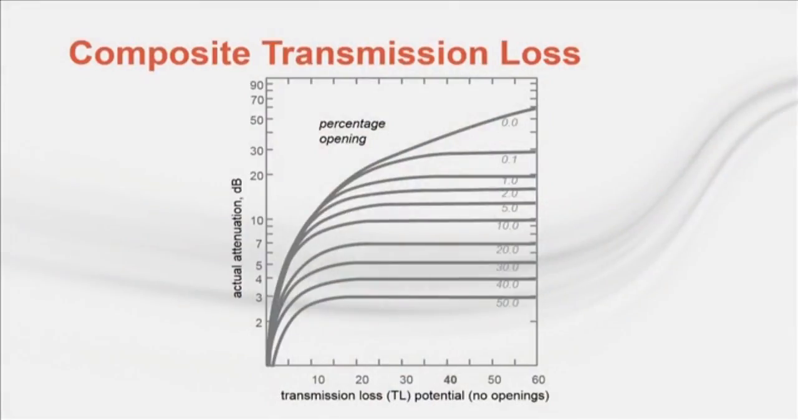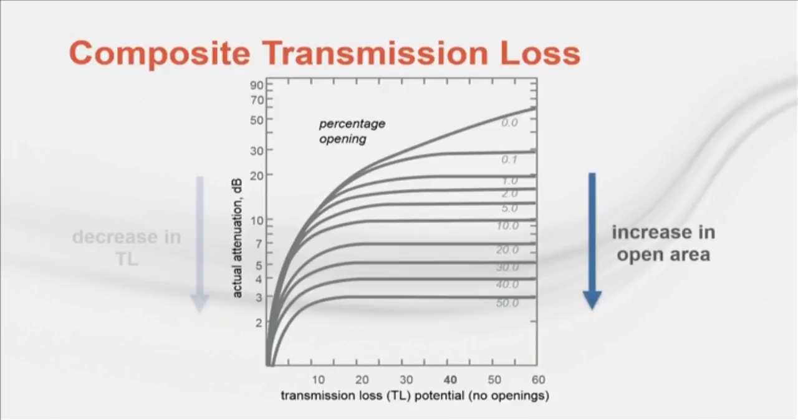Here's a graph that shows the impact of percent open area on transmission loss. The x-axis is transmission loss of the panel without any openings. The y-axis is transmission loss with the openings. The curves on the graph represent percent open area in the barrier. It does a good job of showing how an increase in percent open area results in a decrease in the amount of transmission loss. As percent open area increases, the actual attenuation of the barrier decreases.